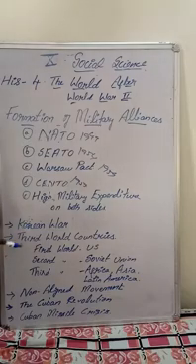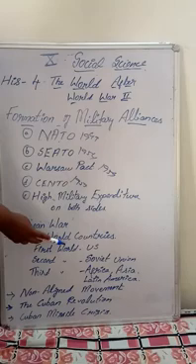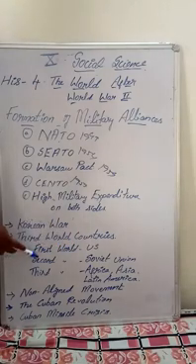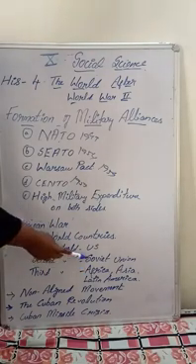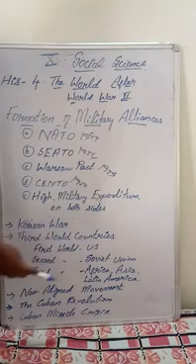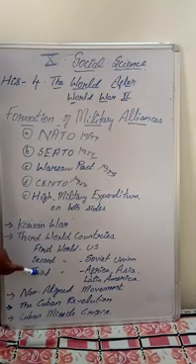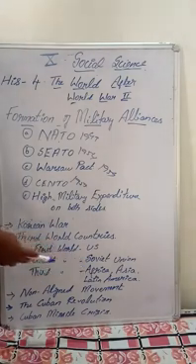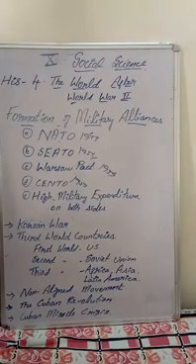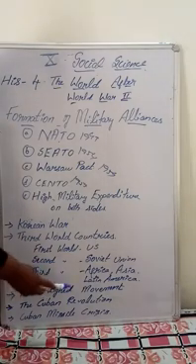And now we'll see the third world countries. The first world country was the US. The second world country was the Soviet Union, that is USSR, and the third world countries were Africa, Asia, and Latin America. And this one is the non-alignment movement.